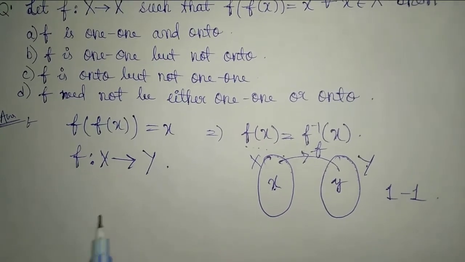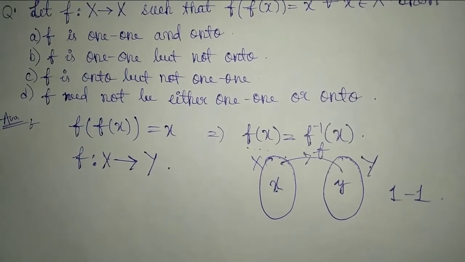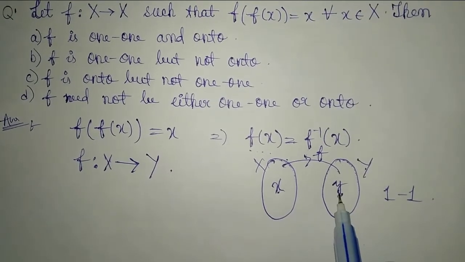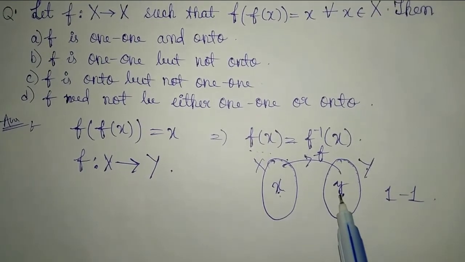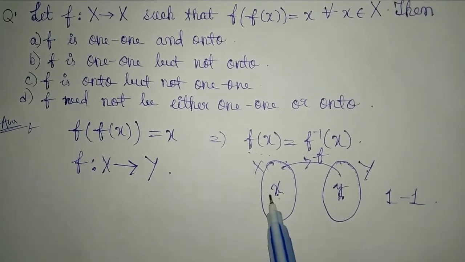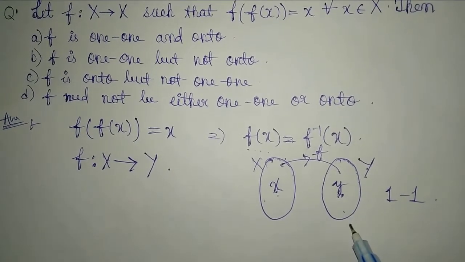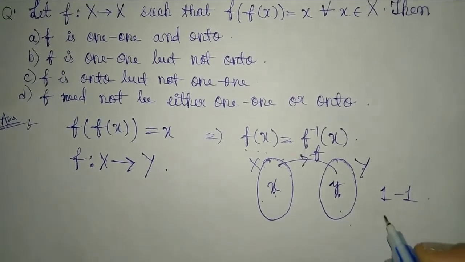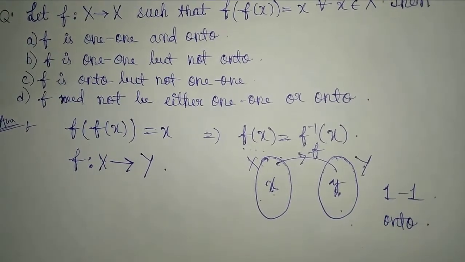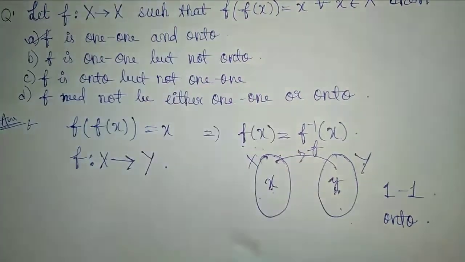And if f inverse is a function on Y, then each element y must correspond to some x. That means each element of this codomain is mapped to some element. Fine. That means this is the definition of onto function. So therefore it's also onto. So here the answer is f is both 1-1 and onto. This one.